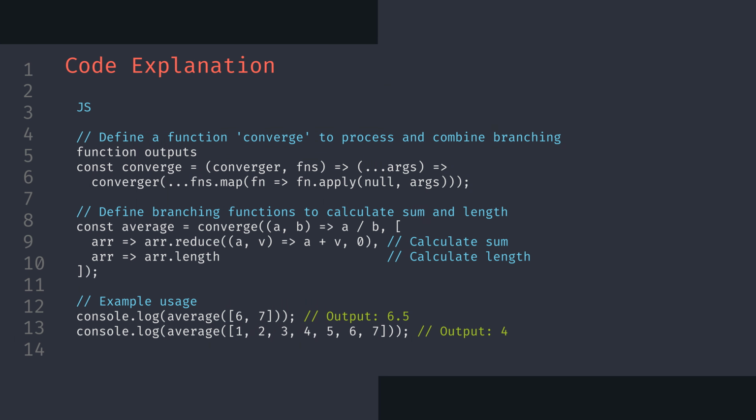The converge function takes a converging function and branching functions. It maps the arguments through each branching function and passes their results to the converging function. For instance, we compute the sum and length of an array and then calculate their average.